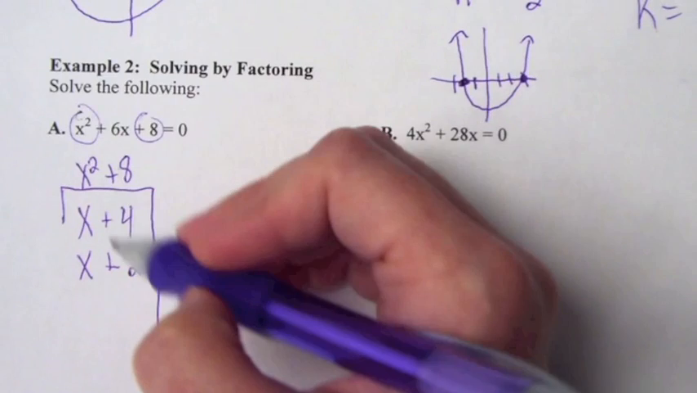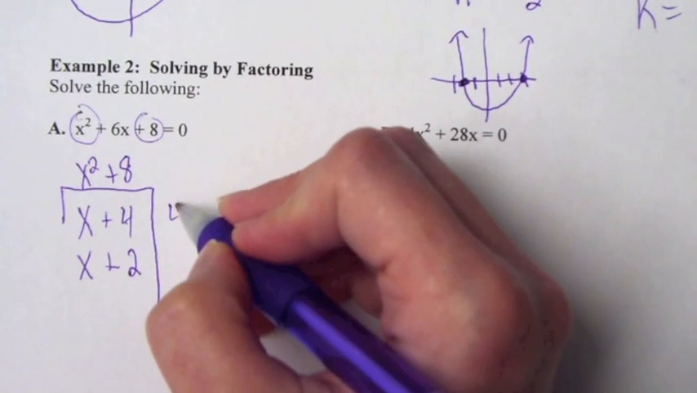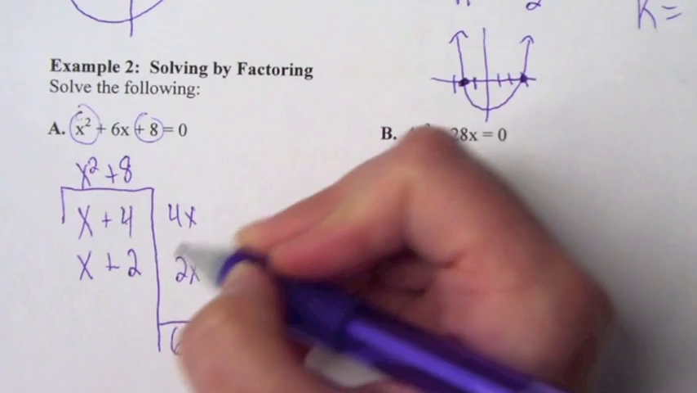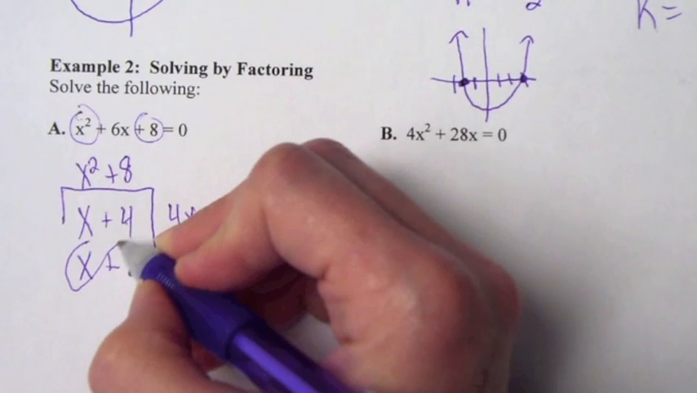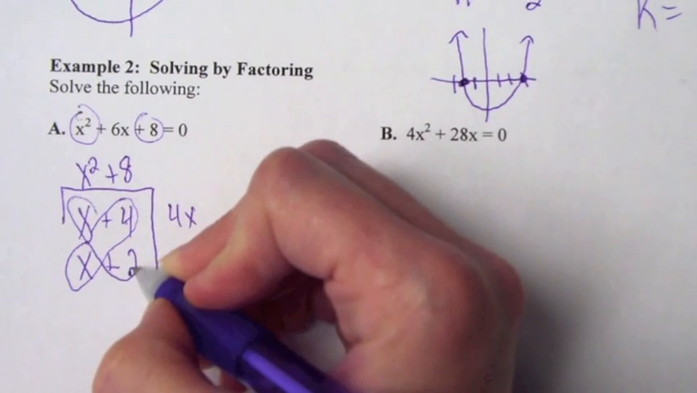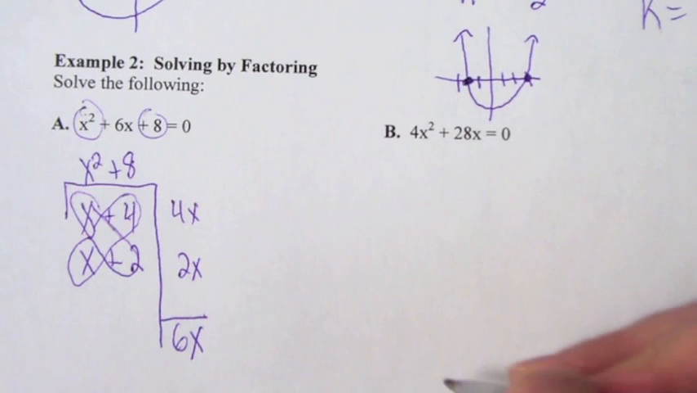Never mind. Okay, because these two numbers multiply to get 8, but add to get 6, right? Remember that? You're going to have to remember factoring rules. So the factors are x + 4 and x + 2. Those are your two factors.